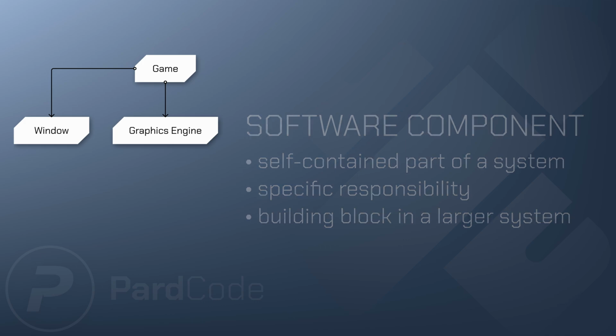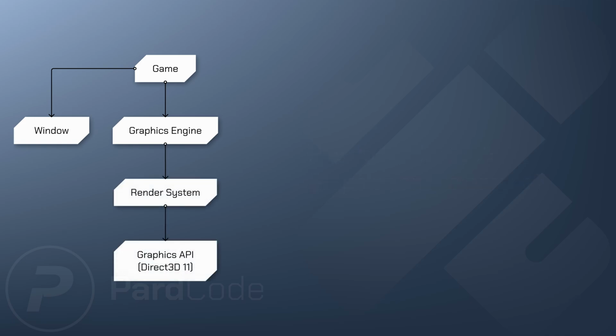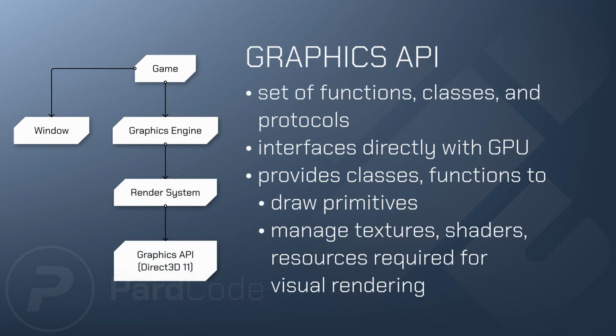At this point, a question comes spontaneously. How can we allow our graphics engine to render 2D or 3D graphics on the screen? Through the usage of a graphics API. A graphics API is a set of functions, classes, and protocols that allows software to communicate with the GPU to render images, 3D models, and animations on the screen. It provides developers with the functions needed to draw objects, manage textures and shaders, and handle resources required for visual rendering. In particular, in this tutorial series, we will use the DirectX 11 Graphics API.